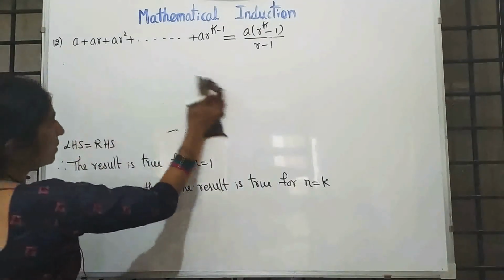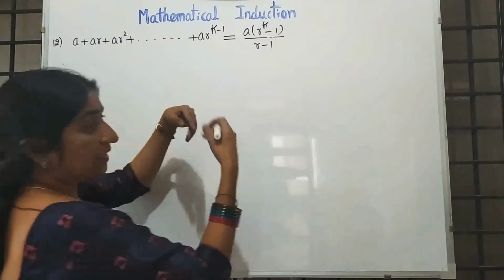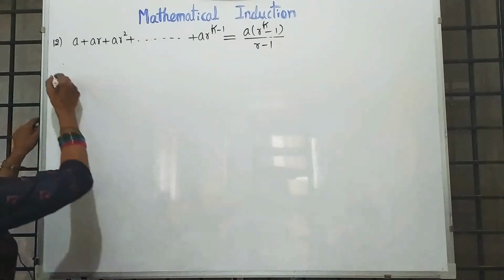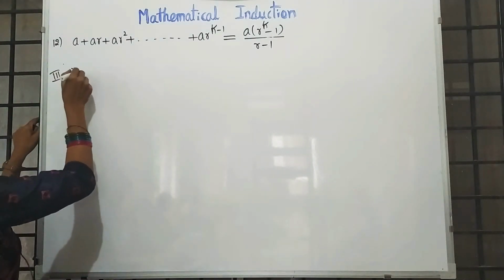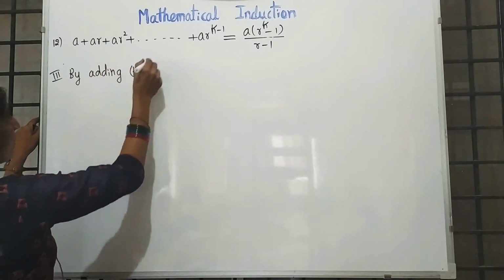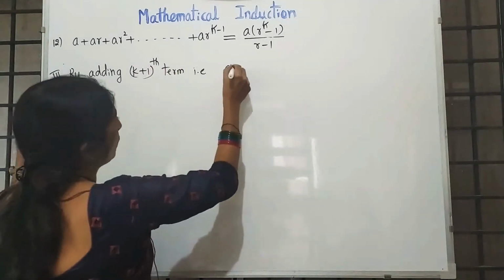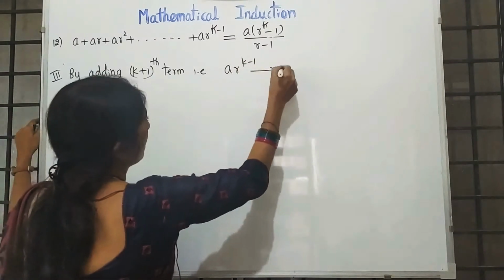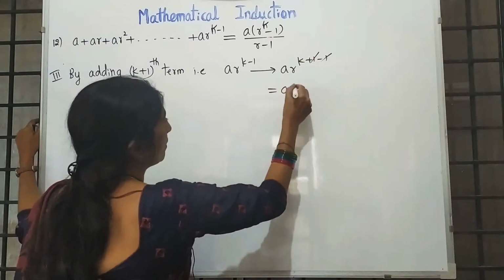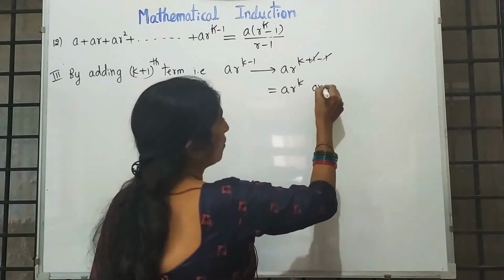And what about the third step? We are adding the next term. This is the nth term. Its next term is n plus 1. If it is k, its next term is k plus 1. Third step. By adding the k plus 1th term, that is, write on the last term of left side. And wherever k is there, replace it by k plus 1. That gives you the calculations. That means what we have to add? We have to add a into r raised to k on both the sides.